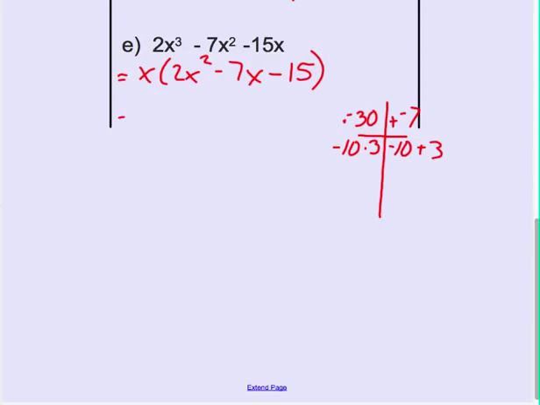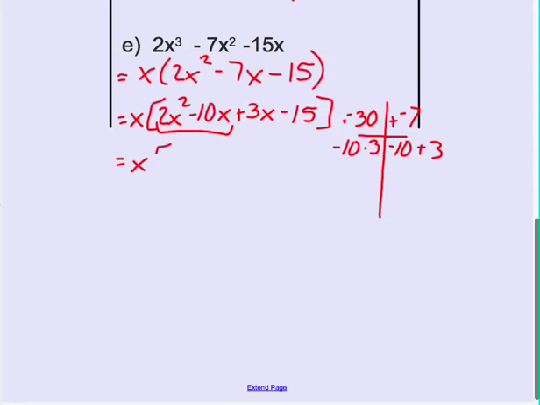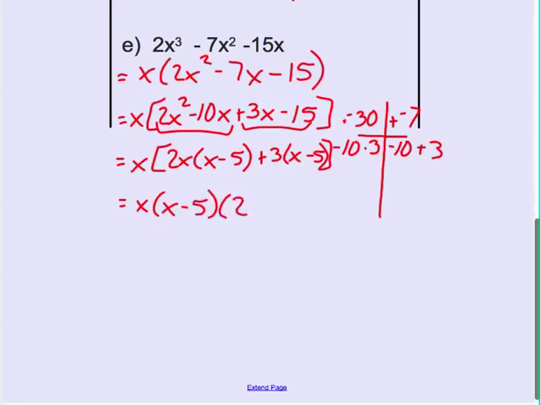So keeping that x as our GCF out front, I'm going to use some brackets to make this easier once we start grouping. First two terms have a GCF of 2x, leaving us with x minus 5. Second two terms have a GCF of positive 3. And we're going to factor out that x minus 5, leaving us with 2x plus 3.